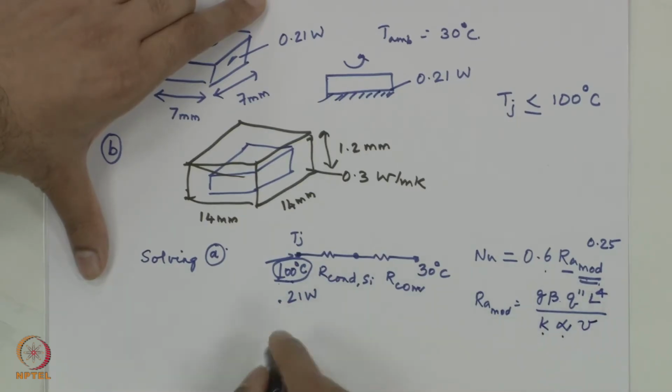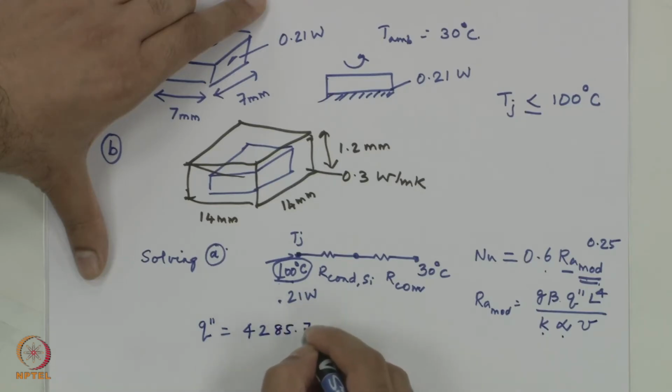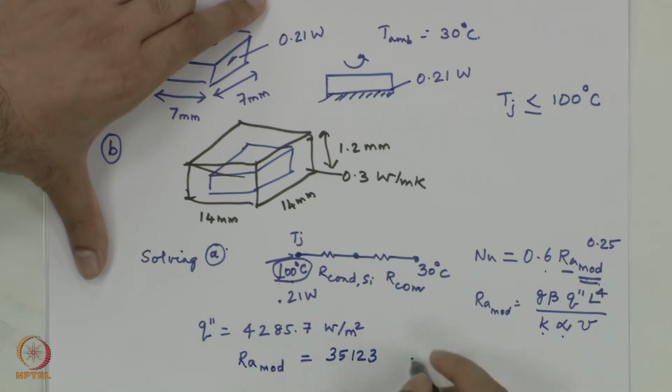If you calculate the flux dissipated by this device for the 7 mm by 7 mm area, it turns out to be 4285.7 watts per meter square. Based on this, if you calculate the Rayleigh number using the modified definition, it turns out to be 35,123, using properties of air. Using this Rayleigh number in the Nusselt number correlation, we calculate a Nusselt number of 8.2.